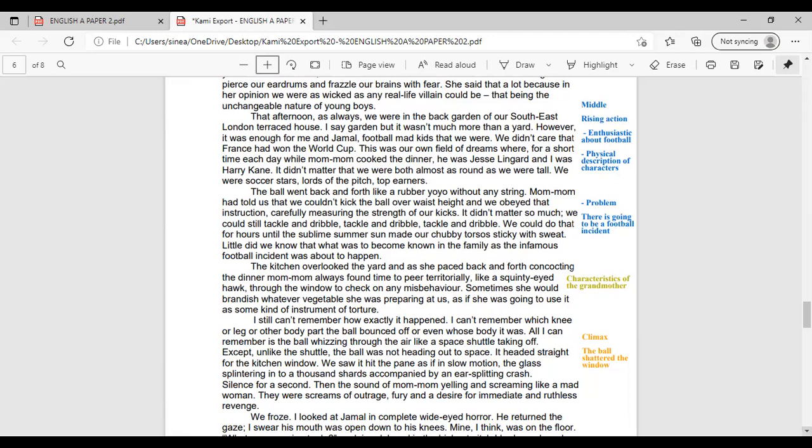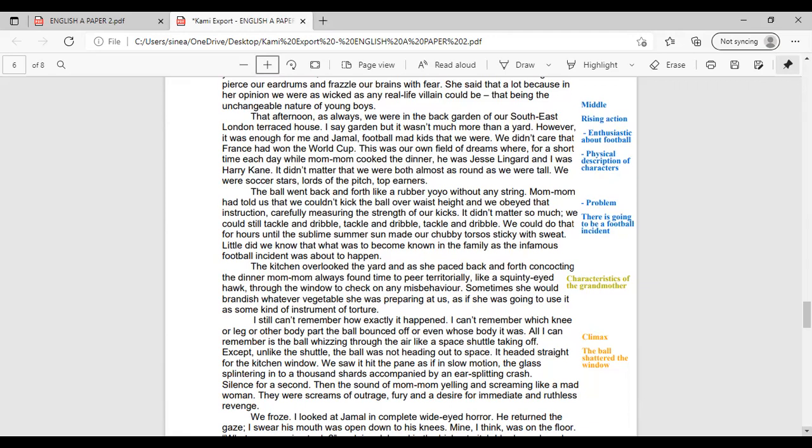We also get a physical description of the characters. So there's another comparison that is done there, because we see that as much as they see themselves as footballers, it says it didn't matter that we were both almost as round as we were tall. We were soccer stars, lords of the pitch, top earners. So we get an insight of their confidence here in terms of football. So it gives us some description of the other characters.